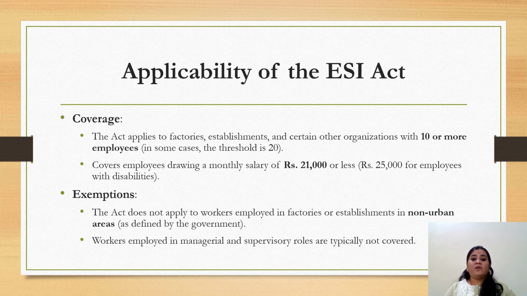So, applicability of the ESI Act. Basically, it covers factories and establishments with at least 10 employees, and in some specific cases it may be 20, and employees earning up to 21,000, and with disability it will include approximately 25,000 rupees per person. Few people are exempted, like non-urban areas as defined by the government, and workers in managerial or supervisory positions. So in this we have learned who is covered and who is included under this Act.